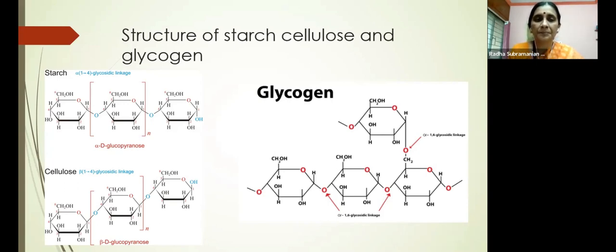And that was amylose and amylopectin of starch, cellulose, not much details, only the structures given. Glycogen, in fact, they have not mentioned the structure also. They've just mentioned a line about it.